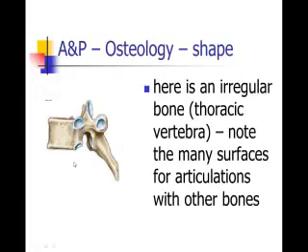And then we have irregular bones. Here we have a thoracic vertebra. I can tell that it's thoracic because it has superior and inferior costal demifacets. It has a transverse costal facet and then articular facets and a long spinous process which points inferiorly. Those are all characteristics of the thoracic vertebrae.